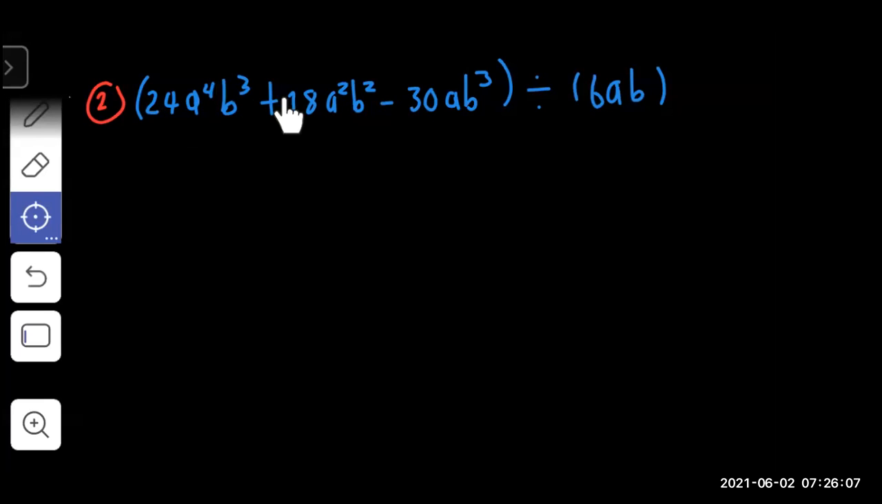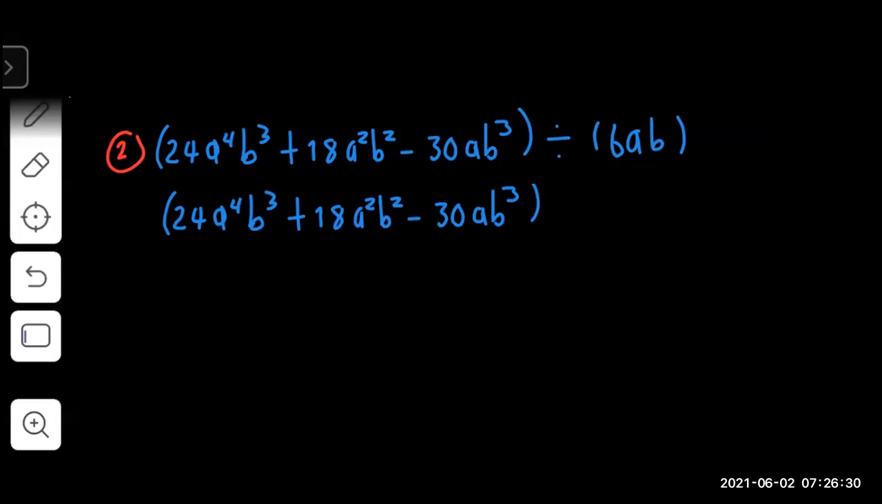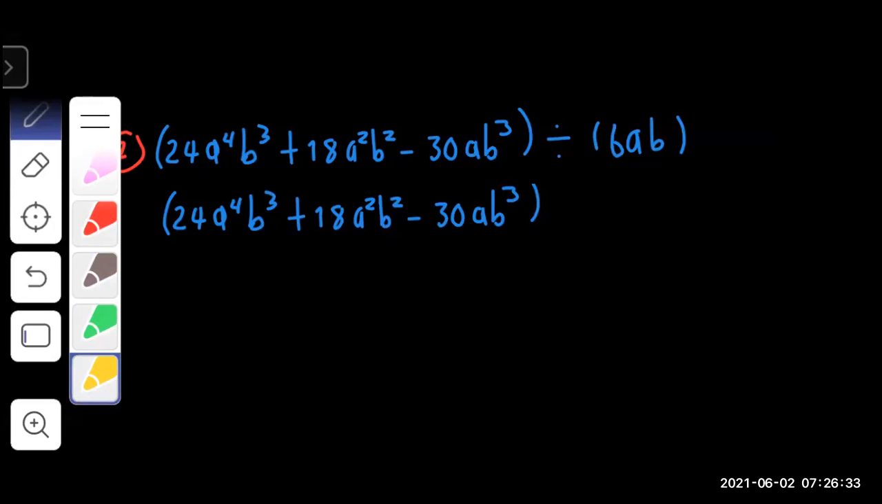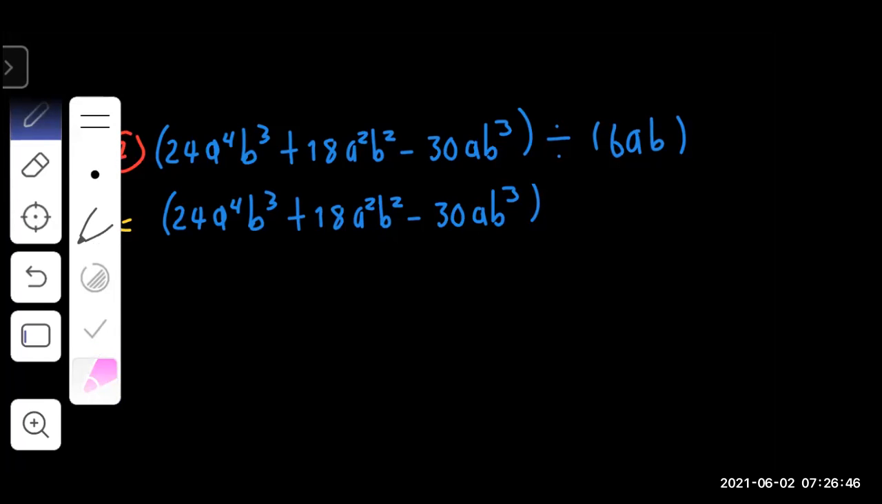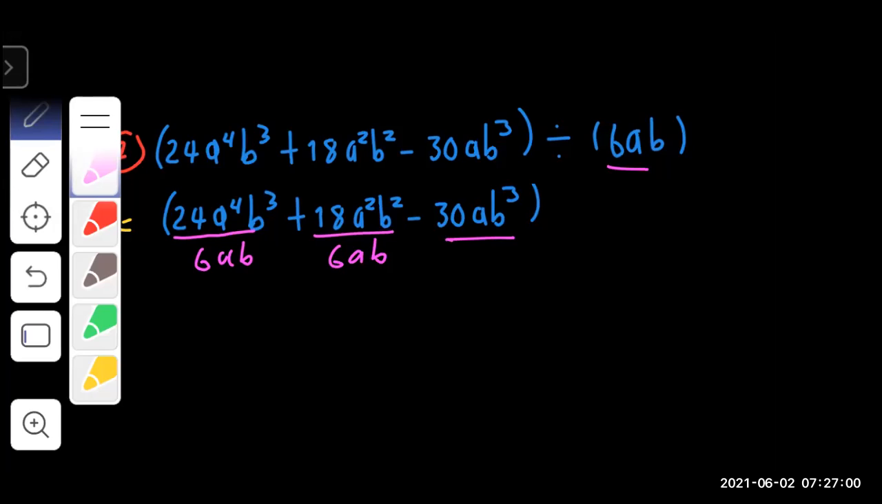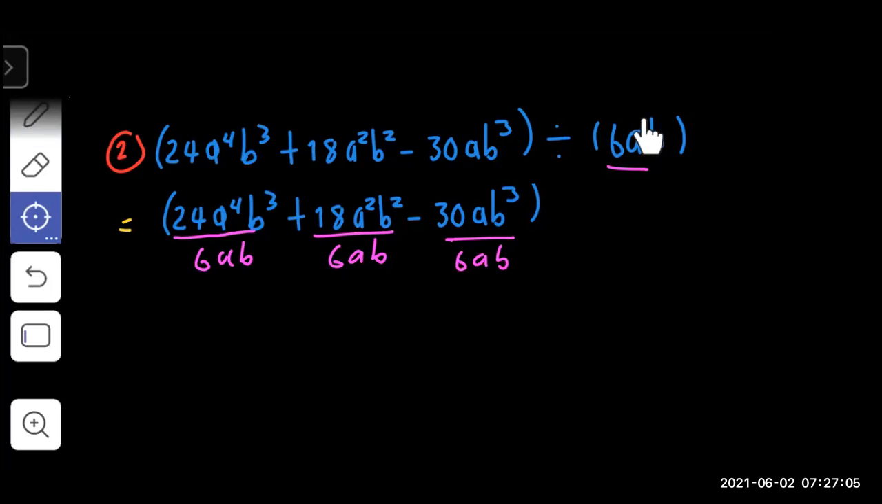I'm going to copy this again. Once I copy this expression, I know this is going to be divided by this. I'm going to separate the denominator, because this is like the denominator, correct? This expression is going to be divided by this. 6ab over 6ab. It's a divisor, right? 6ab. I just separated the denominator.